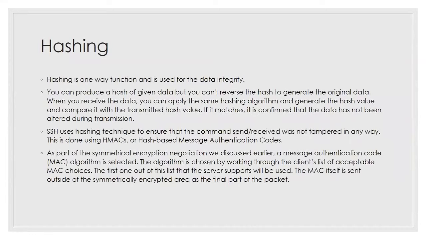And the algorithm is chosen by working through the client's list of acceptable MAC choices, and the first one out of the list that the server also supports will be used. So the MAC itself is sent outside of the symmetrically encrypted area as the final part of the packet, and it will go to the client side and generate a hash. And if the value matches, then that's how it confirms the commands were not altered.